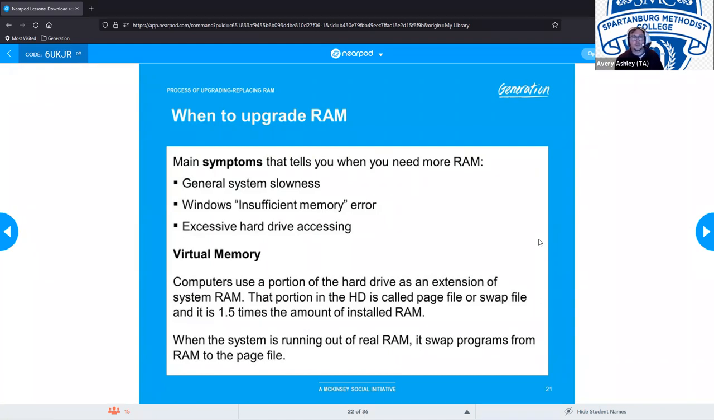And we don't want to do that for long, because you can damage your hard drive over time if it's being accessed like crazy.